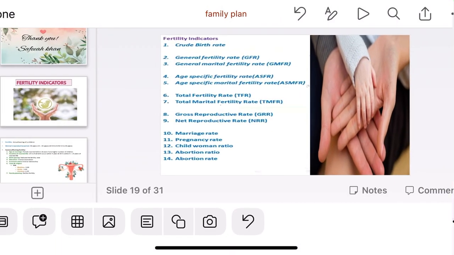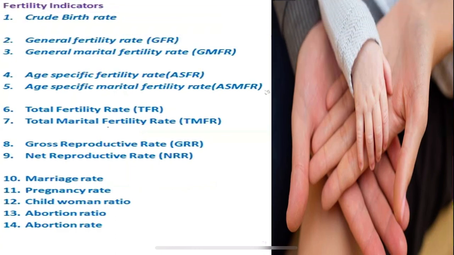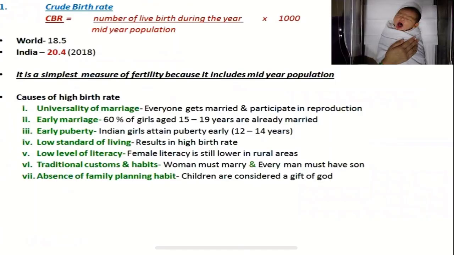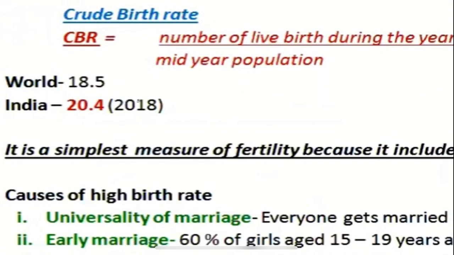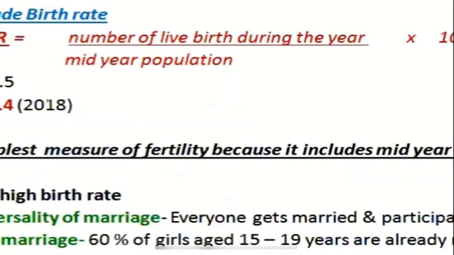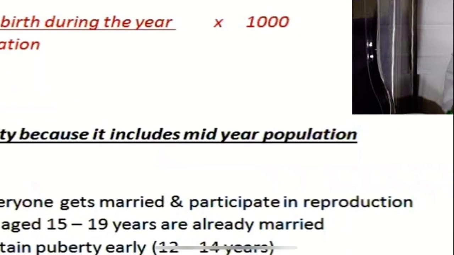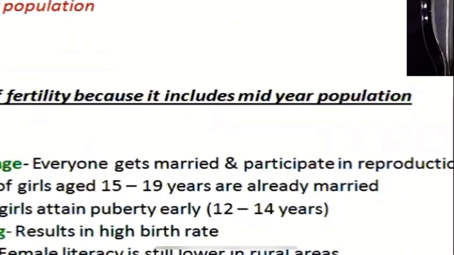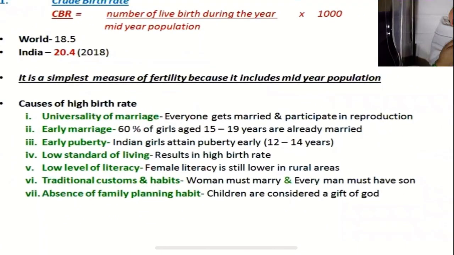We are done with the indicators. Now let us deal with these indicators in detail in each of the slides, starting with the crude birth rate. Crude birth rate is the number of live births during the year divided by the estimated mid-year population, multiplied by 1000. So the total number of live births during that particular year divided by the estimated mid-year population, times 1000. This is the formula for the crude birth rate.